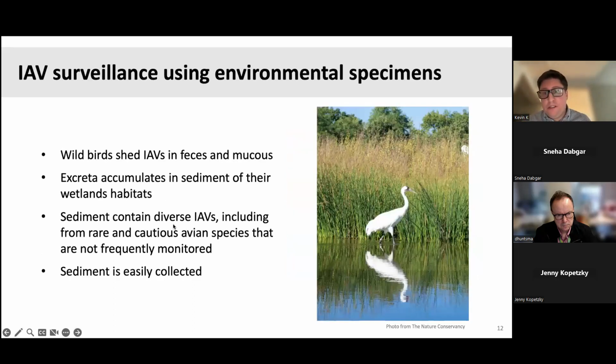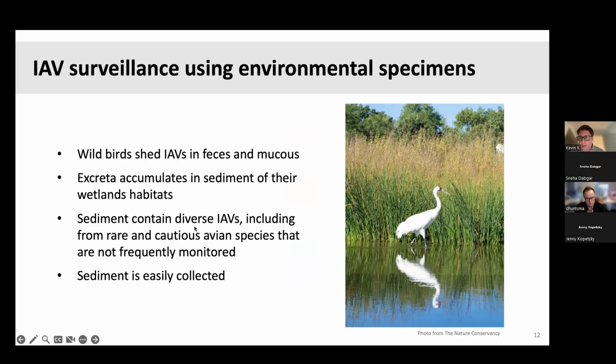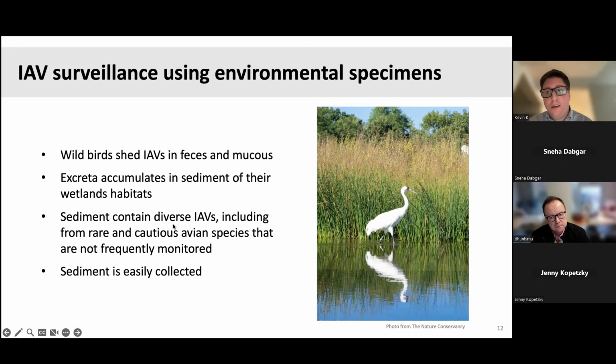So due to these limitations, our team has spent the last several years developing a new approach for bird flu surveillance. And this approach is based on testing environmental specimens from wild bird habitats instead of testing the birds themselves. So wild birds shed flu viruses in their feces and their mucus, and all this excreta accumulates in the sediment of their wetland habitats. So we figured that the sediment is like an archive of locally circulating flu viruses from diverse hosts, including rare and cautious avian species that normally escape our surveillance programs.